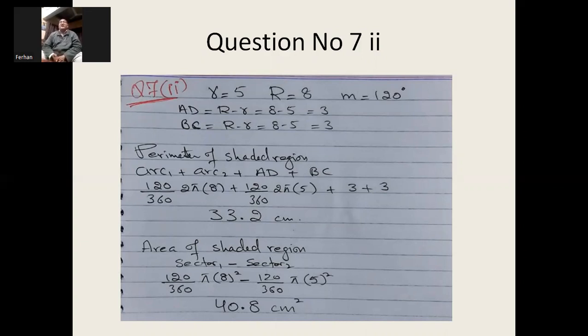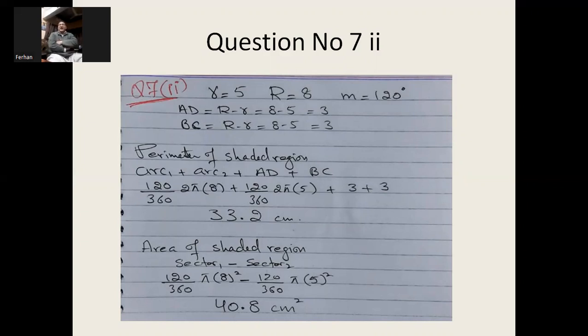For the perimeter of the shaded region, there are two arcs, the arc of the big sector plus the arc of the small sector, plus there are two straight lines in the perimeter, that is AD and BC. So arc 1 plus arc 2 plus AD plus BC. The formula for the arc is theta by 360 2 pi r. So 120 divided by 360 multiply 2 multiply pi multiply 8 plus 120 divided by 360 multiply 2 multiply pi multiply 5 plus 3 plus 3 equals, and that will be 33.2 centimeters. So this is how you will find the perimeter of this shaded region.